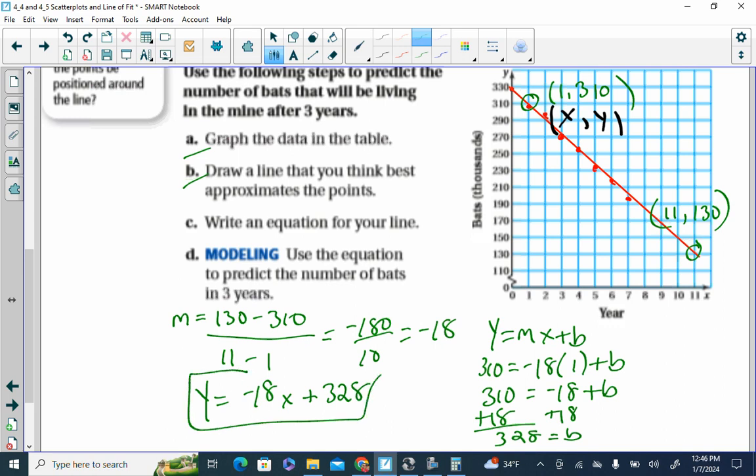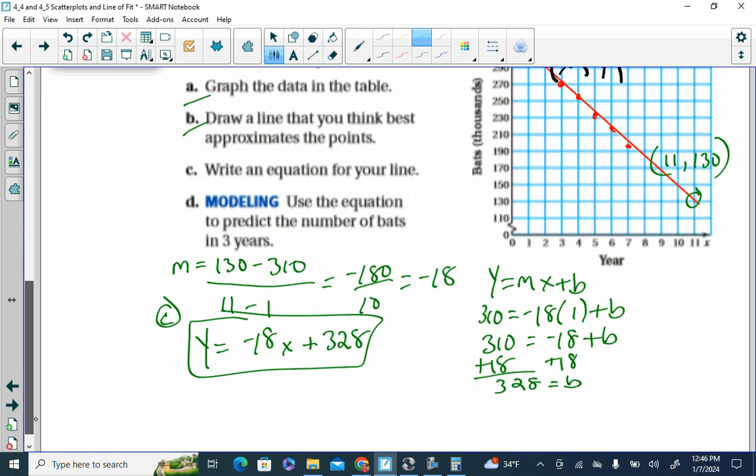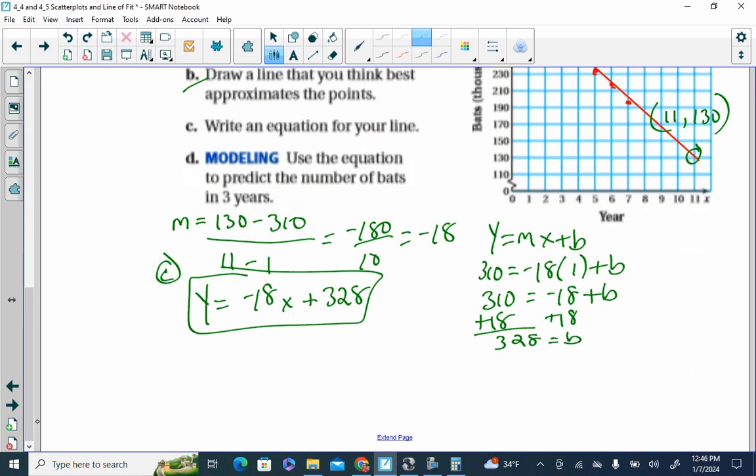So that's our part C, the equation of the line. Part D, how many bats in 3 years? Well, in 3 years, that would be year 14, right? Because we're at year 11, so 3 more years would be year 14. So y equals negative 18 times 14 plus 328.